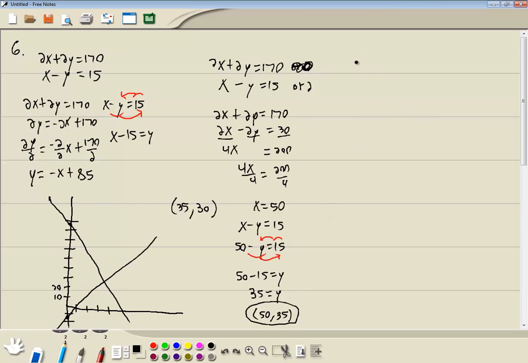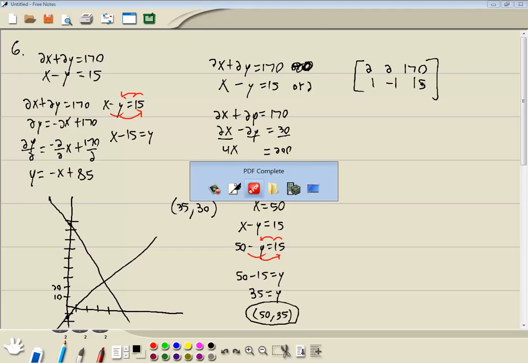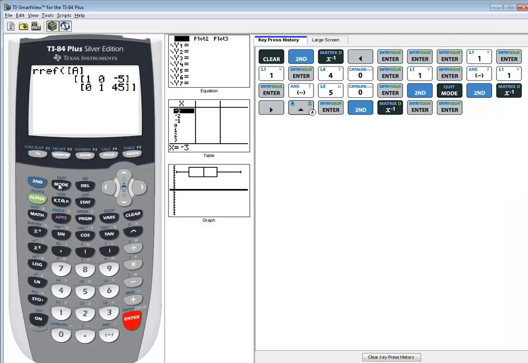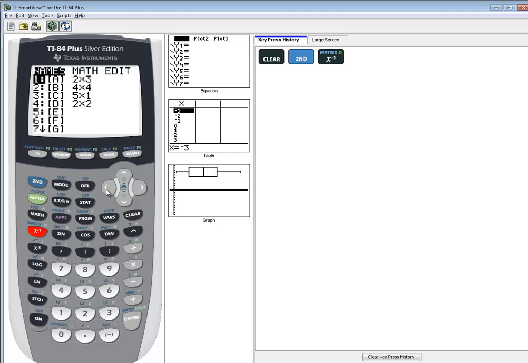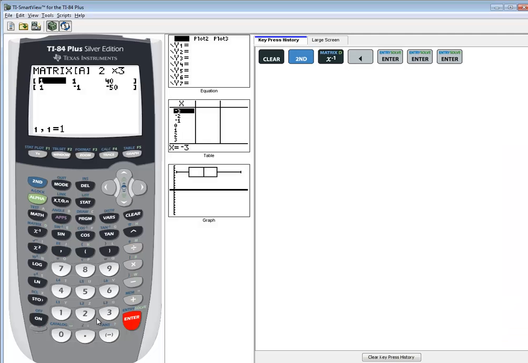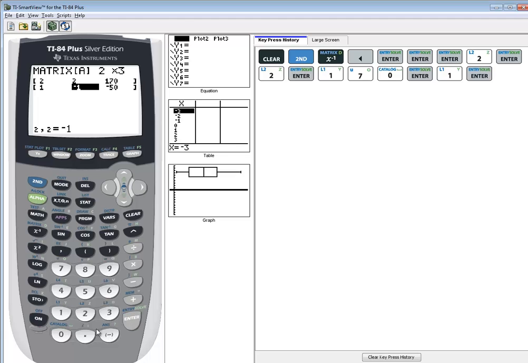Okay, let's do it on the calculator. Drop the x's, the y's, and equals. Keep the numbers and their signs. And let's go ahead and put this in. Okay, so I'm going to do second x negative 1. Go on the matrix menu. Go over to edit. Do enter on A. Enter on 2. Enter on the 3. And I got 2, 2, 170. 1, negative 1, and 15.